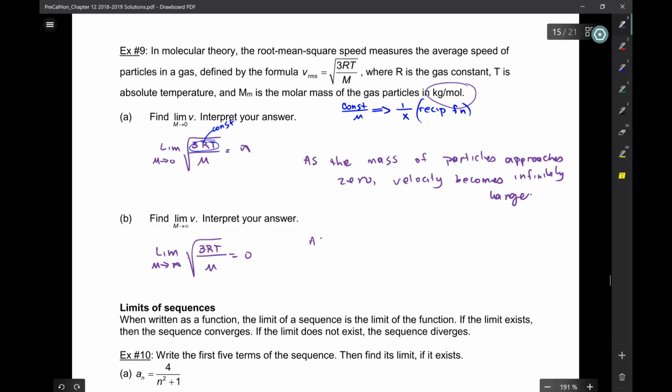So now this is the opposite. As the mass of the particles gets infinitely large, the velocity approaches 0.